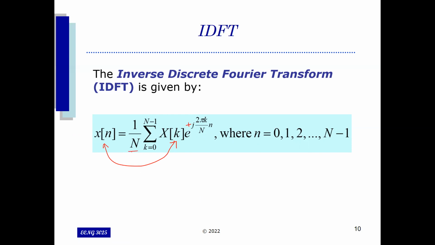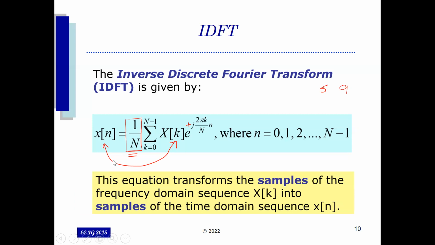And remember, every time we do the sampling, we have to divide by a value of N to scale properly. You remember when we took 5 samples of the unit step, the amplitude was 5. When we took 9, the DC amplitude was 9, and so on. So we divide by the number of samples. It could be in the forward transform going from time to frequency, or in the reverse transform going from frequency back to time, but this is how we account for that. This equation now transforms samples of the frequency domain into samples of the time domain.